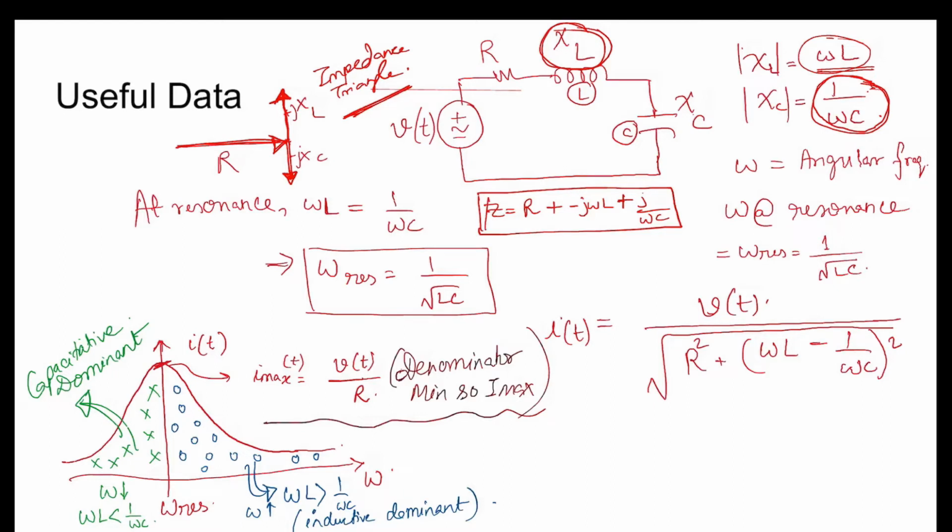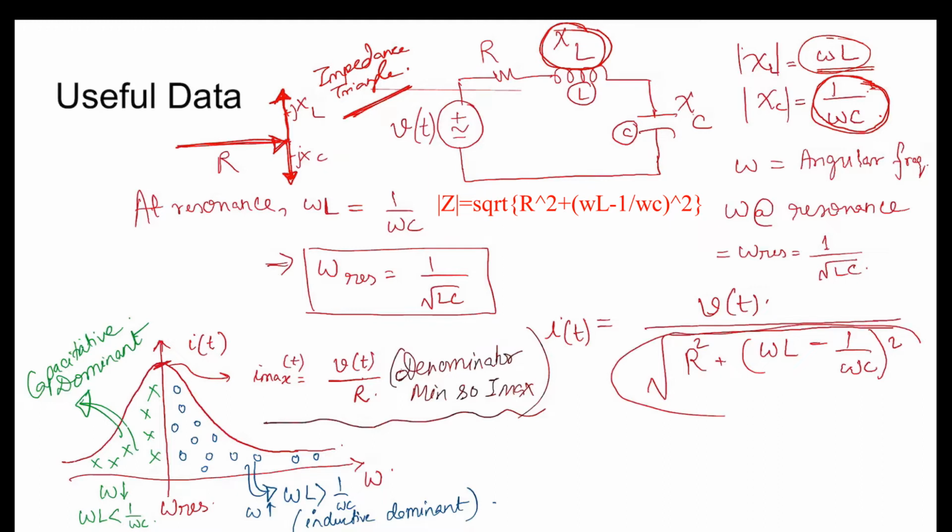Or it can be the other way around. The magnitude of the impedance can be written as root over R square plus this difference whole square. Now I is Vt by Z. If omega L equals 1 by omega C, the circuit becomes completely resistive for this value of omega, and the current is maximum because the denominator term is minimized. This omega is known as the resonant frequency.